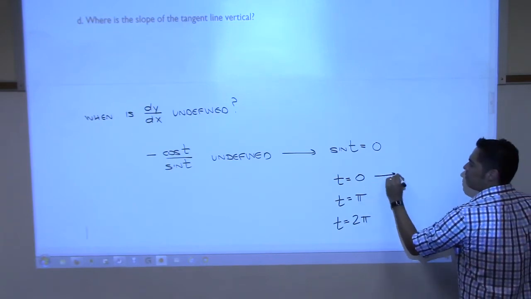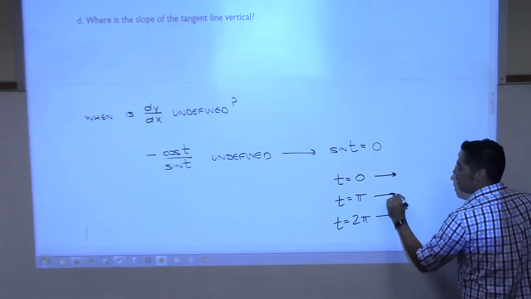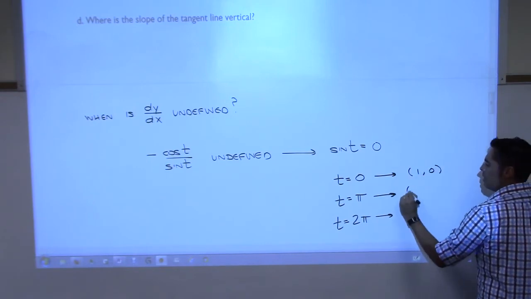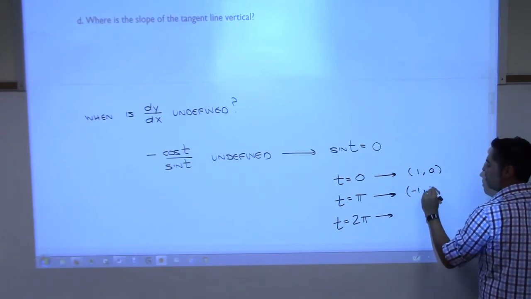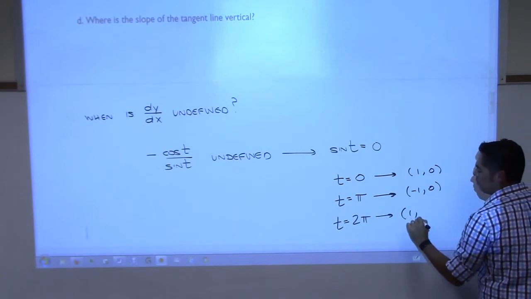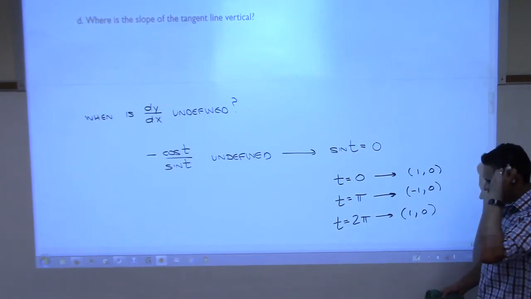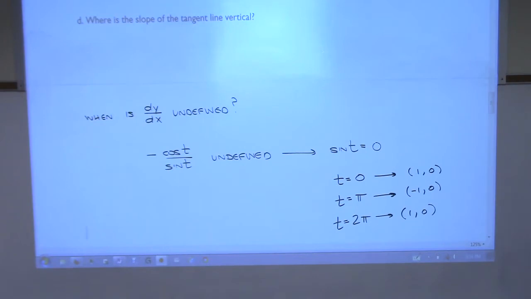If I take these and plug them into the original parametric equations, we should get the point 1, 0, here the point negative 1, 0, and then this one again is 1, 0. So it really happens at 2 places. And those were our 2 ends. Okay. Cool.